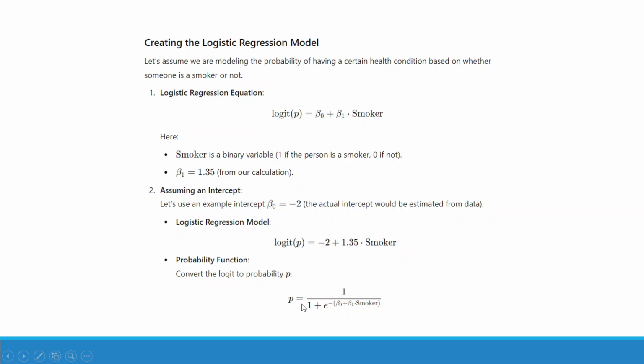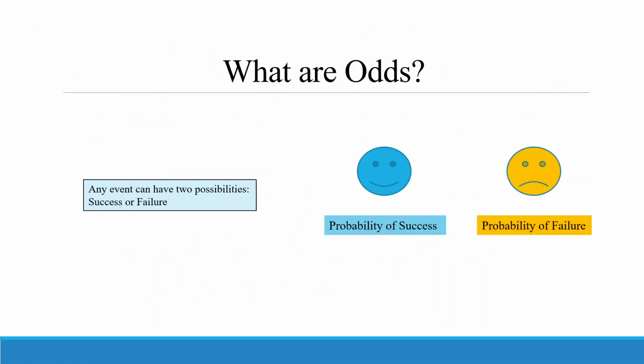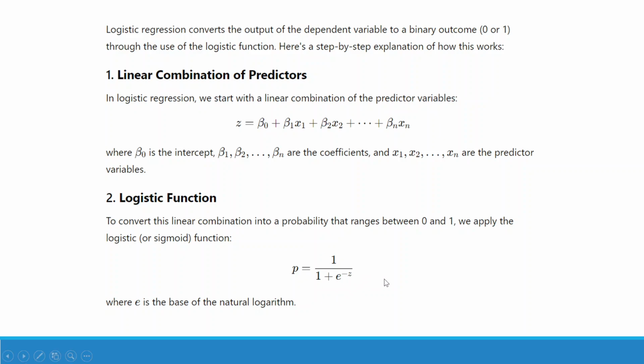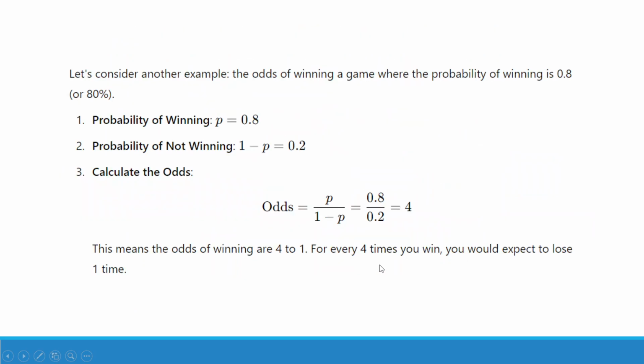So P is equal to 1 upon 1 plus e raised to minus (beta 0 plus beta 1 into smoker). This is the same thing which we discussed earlier. Okay, let's proceed further.